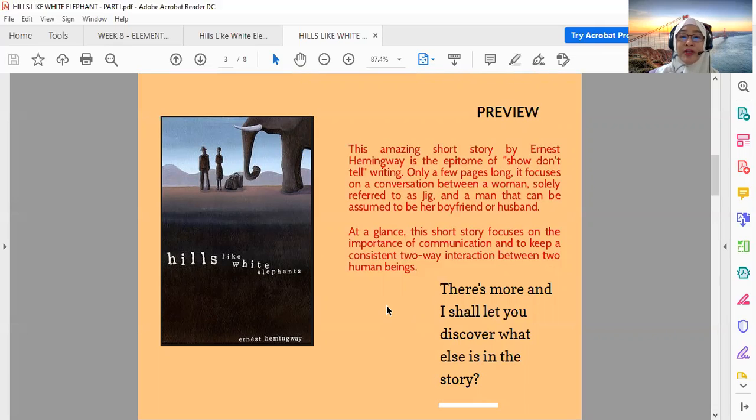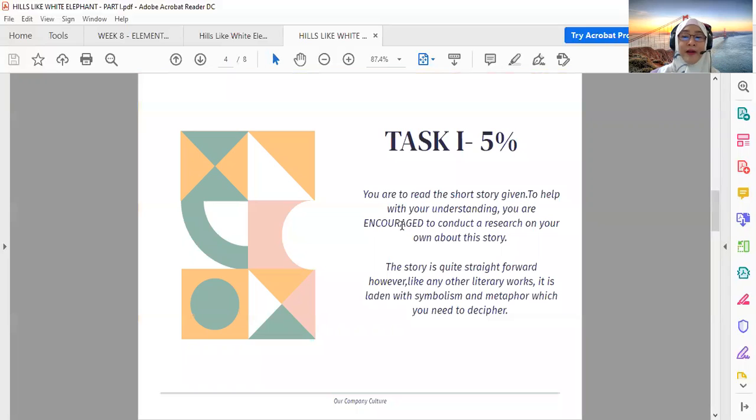It focuses on a conversation between a woman known as Jig and a man that we assume to be her husband or her boyfriend. At a glance, this short story focuses on the importance of communication and how important it is to keep a consistent two-way interaction between two human beings. Of course, there's more to the story, and I shall let you discover what else is in the story on your own.